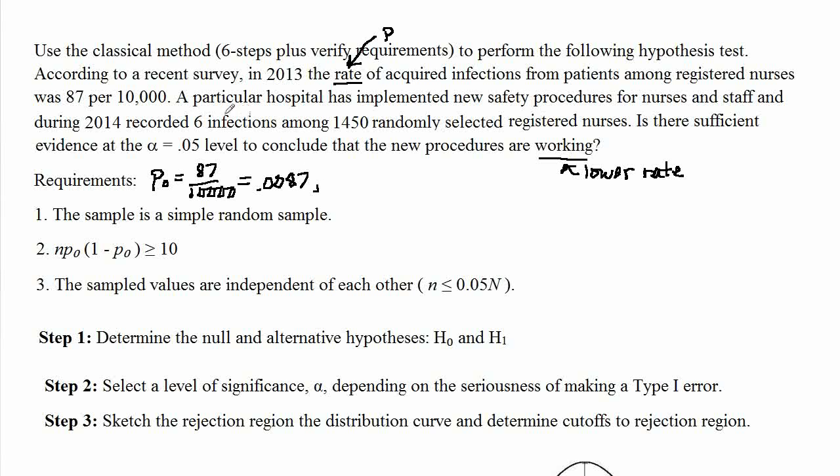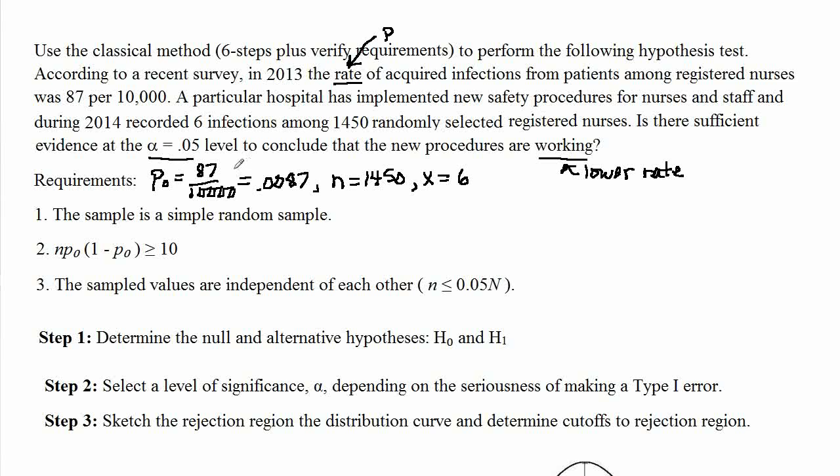And then we had 6 infections per 1,450 randomly selected registered nurses. So this is going to be our sample size, that's N, 1,450. It's our random sample. And then X is going to be 6, our number of quote-unquote successes. An infection is a success here. And remember, X over N is going to be our sample proportion. And then alpha is 0.05, which is given.